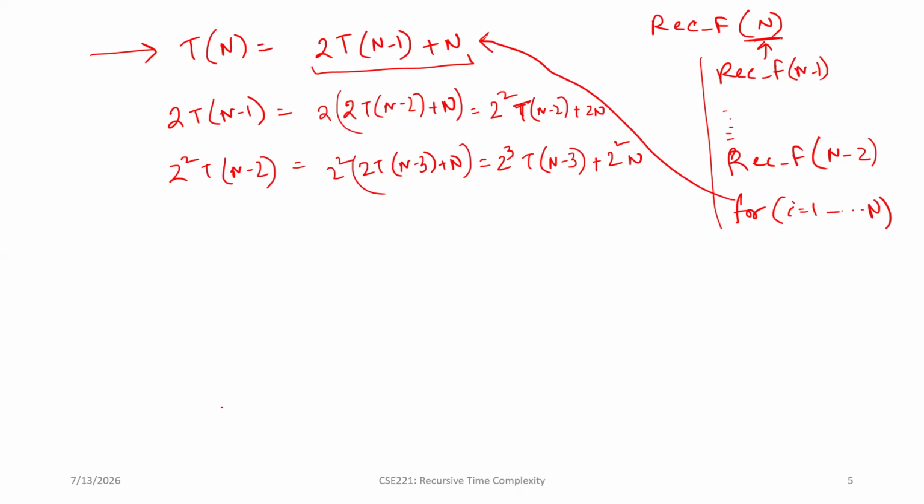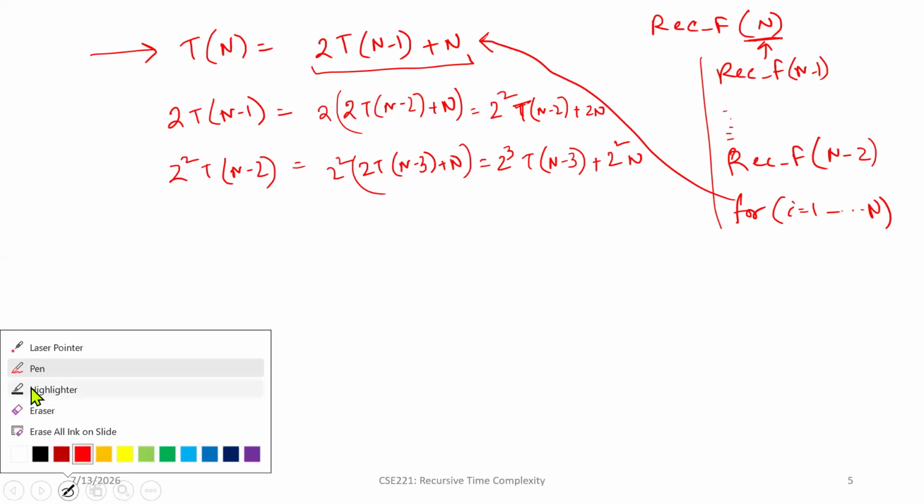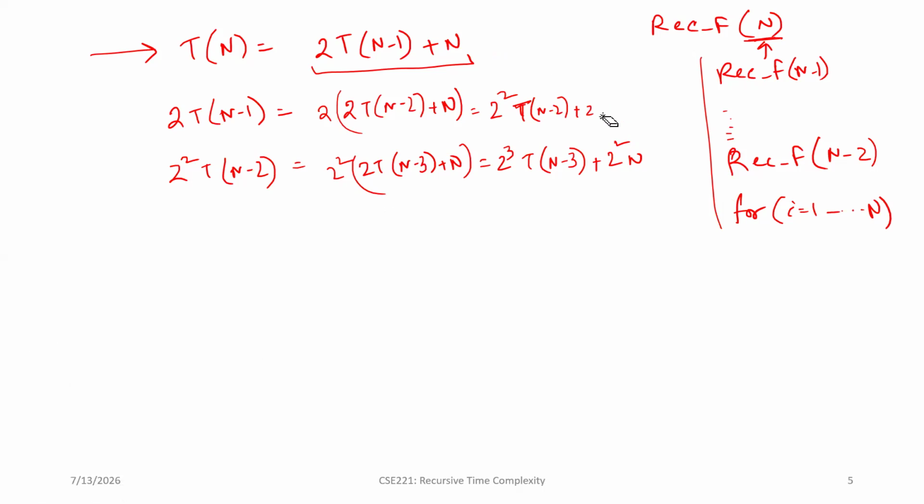Oh, mistake. This will not be n, rather it will be the actual value in the call, and this will be n-2.